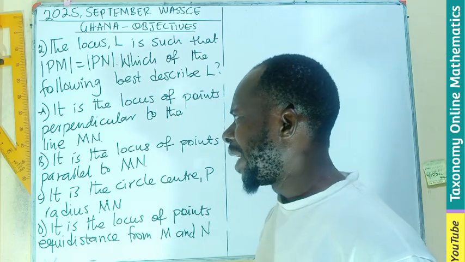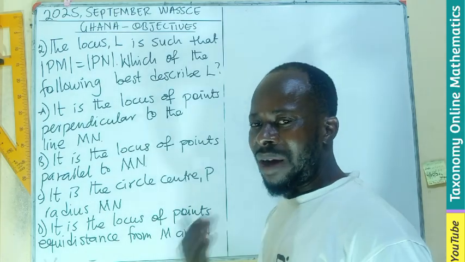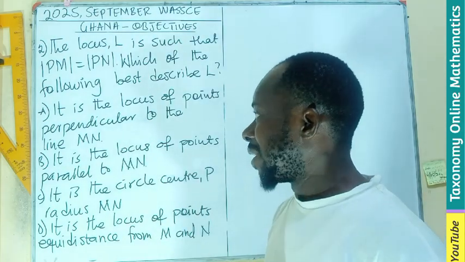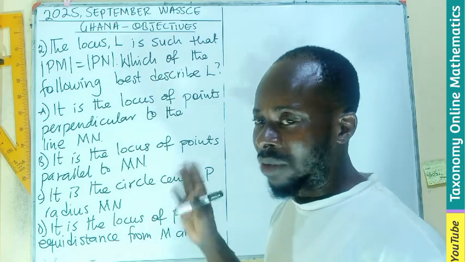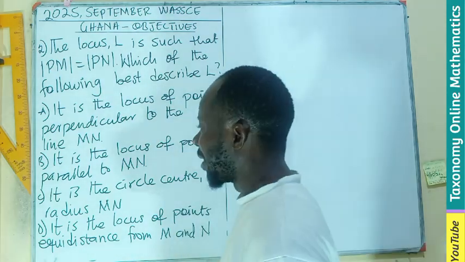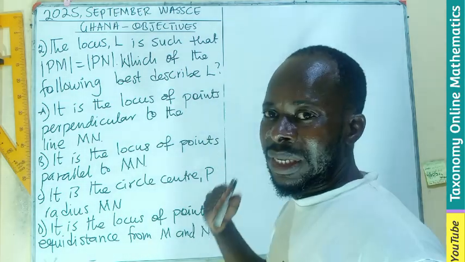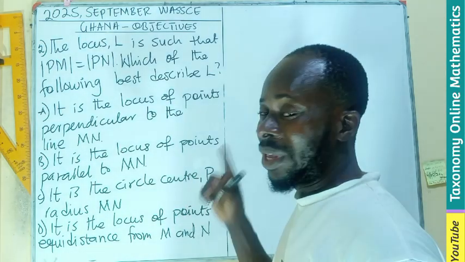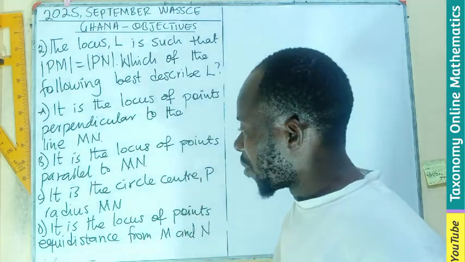Now, if you look at option A, it is a locus of points perpendicular to a line. We don't have any construction where they say a locus is perpendicular to a particular line. So that will be discarded. Option B: it is the locus of points parallel to MN. The distance between PM and PN, which is the L, will be parallel? No, that will not be possible.